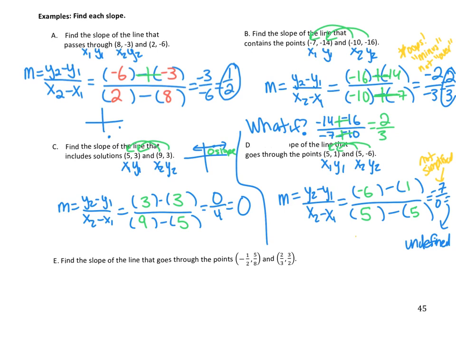And if we have a vertical line, we know that we must have had the same x-coordinate, because it means that we've moved over the same number of units, in this case 1, 2, 3, 4, 5.